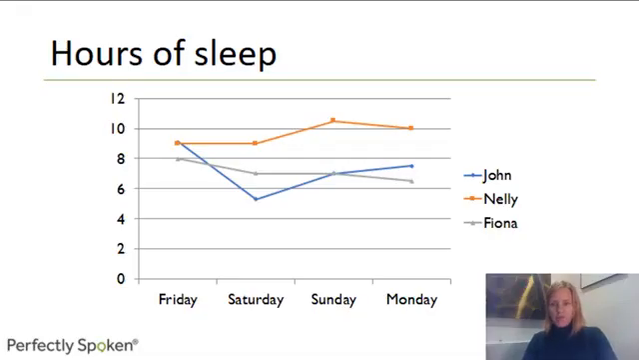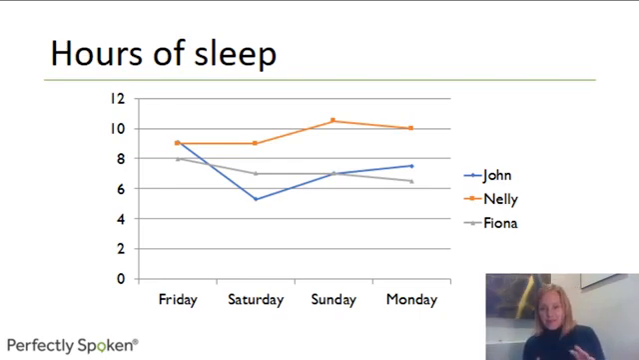Right, can you see this graph? We've got hours of sleep, and we've got 4 days, and we've got 3 people, John, Nellie, and Fiona. So I just want you to listen, and I'm going to talk you through the graph. The blue line is related to John. On Fridays he usually sleeps about 9 hours, but on Saturdays he only sleeps about 5 hours.